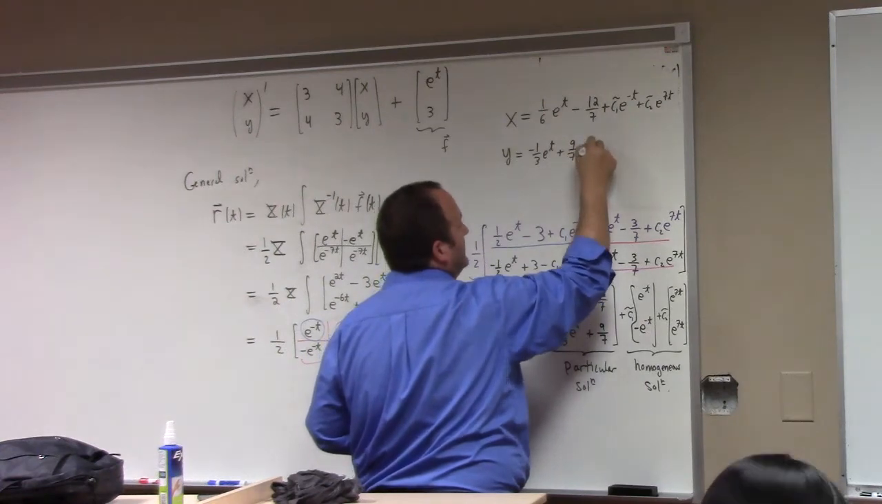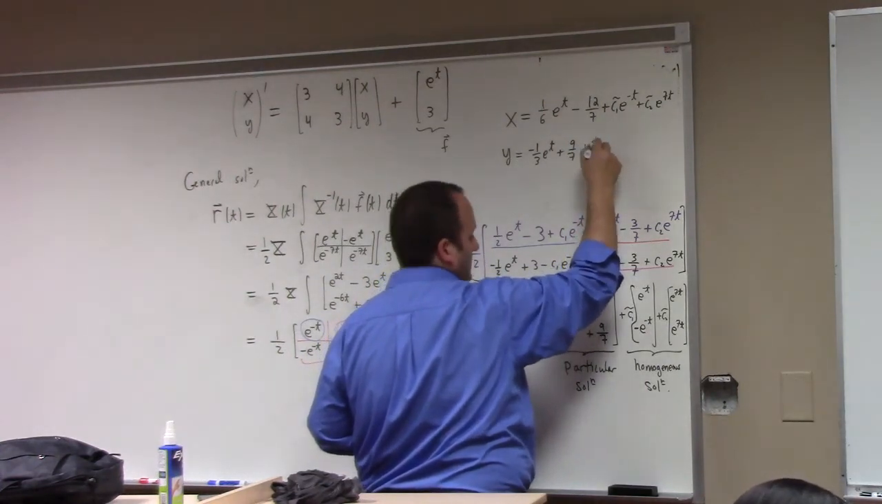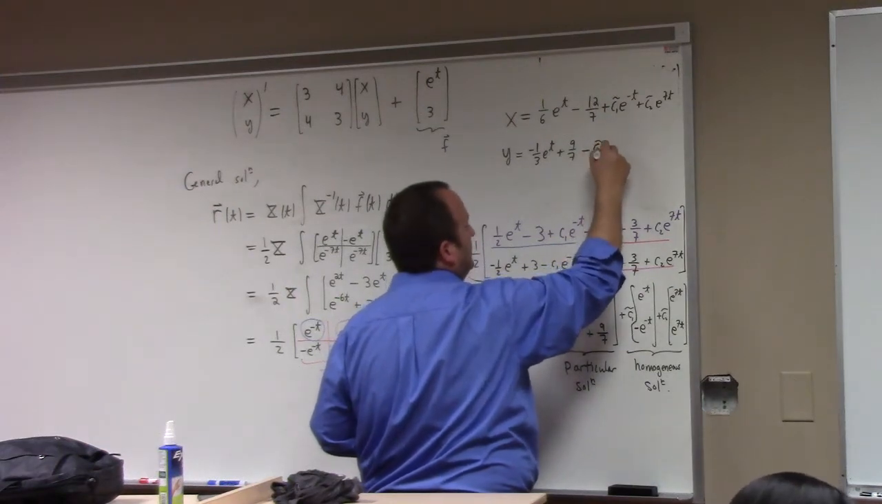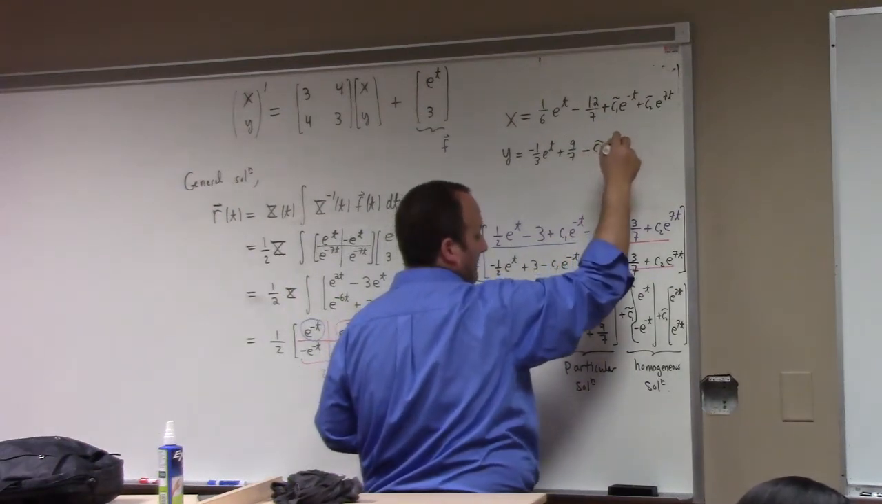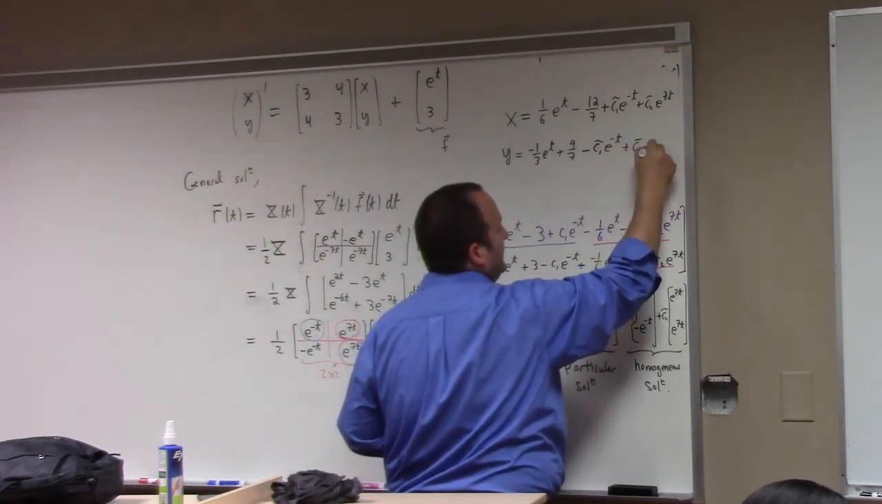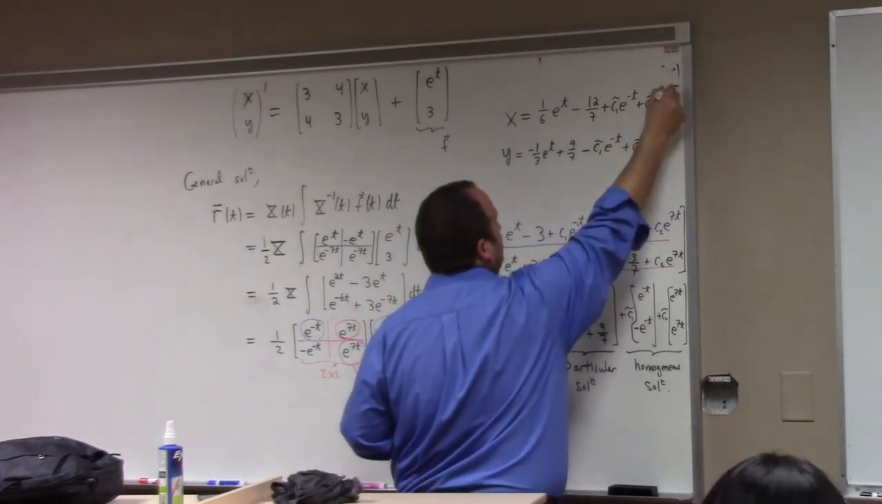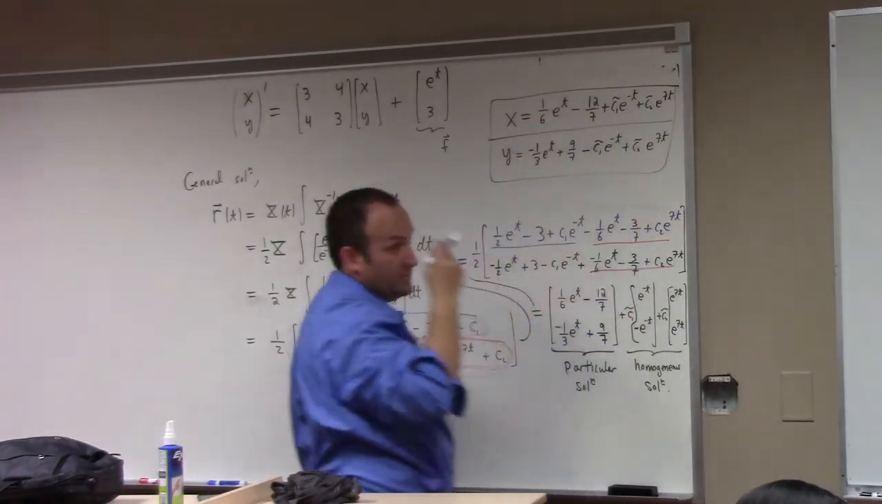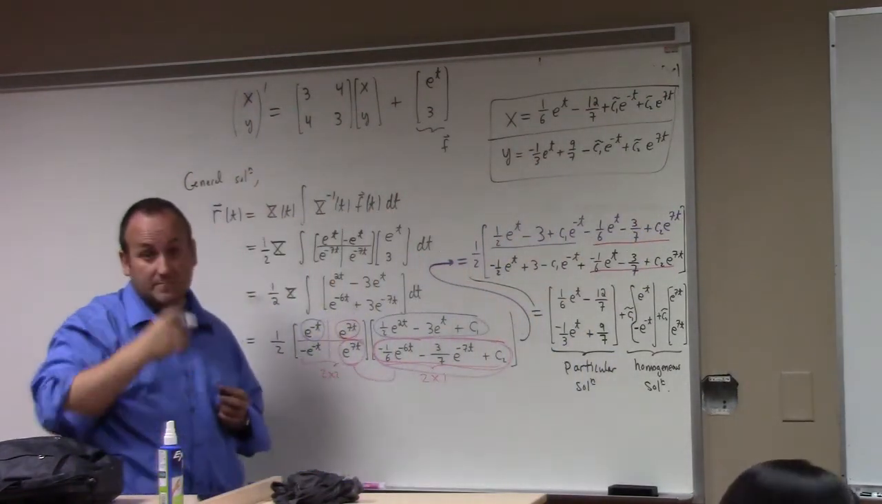plus c1 tilde, minus c1 tilde e to the minus t plus c2 tilde e to the 7t. There you go. Those are the solutions to this non-homogeneous system of differential equations.